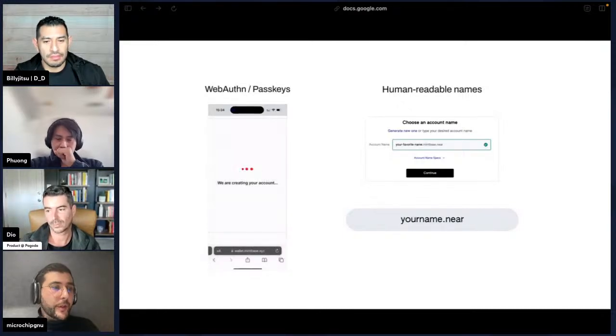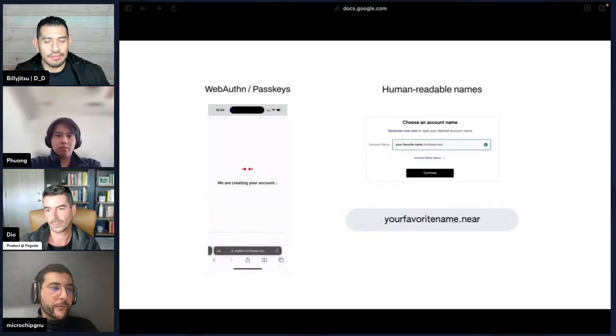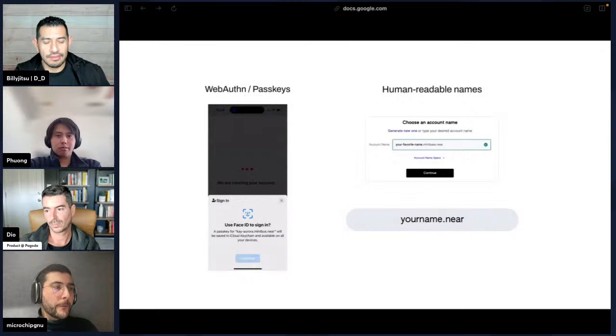And again, human readable names, that's part of Near too. I'm sure all of you are aware of this, but to highlight that this is very important when you're onboarding users and creating a good user experience for these wallets.